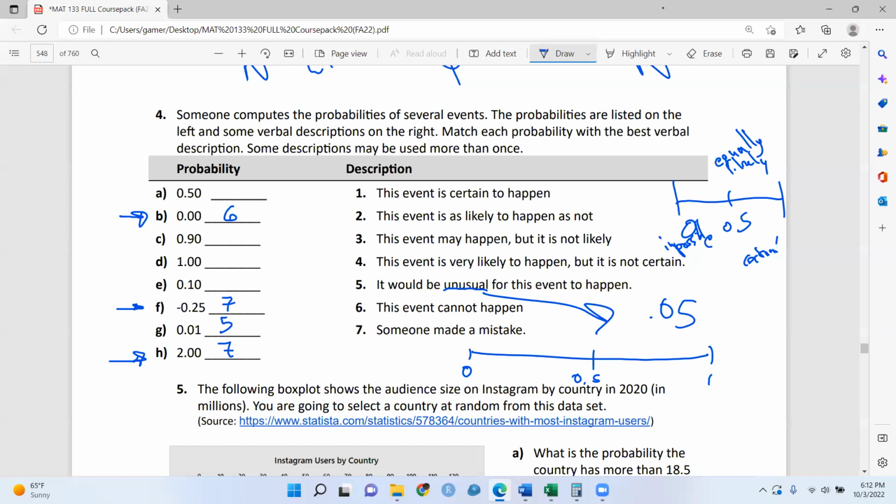Would D be number 1? Yeah, 100%. Good. The event is certain to happen. That nailed it. Good. See if I can spell it. I can't. It's right there. That's how you spell it. So let's just go down the line. Like A, I have 2. This event is as likely to happen as not. Good. Yeah, agree. Okay, C, 1.